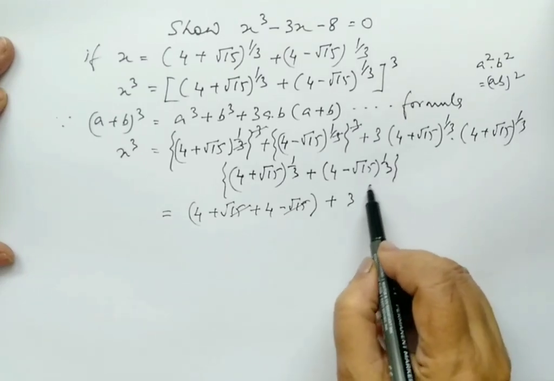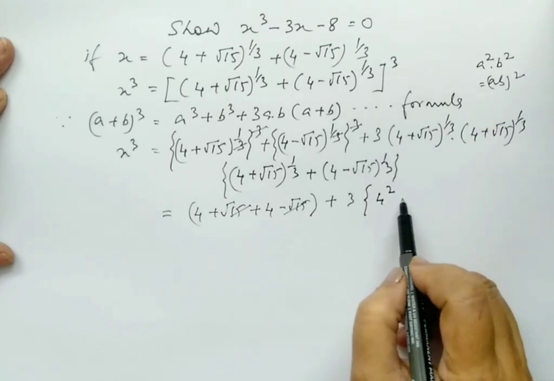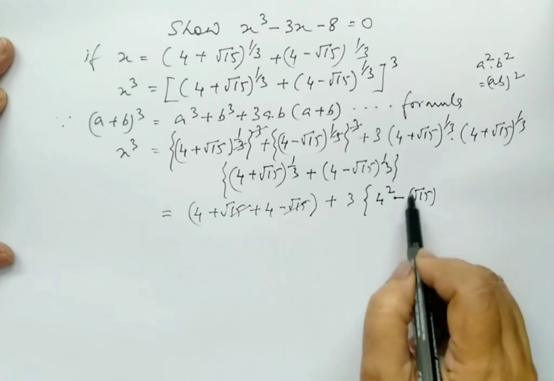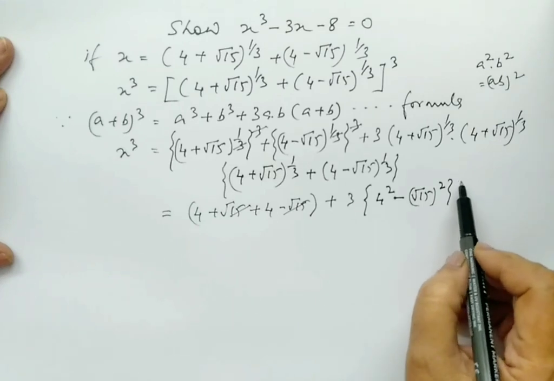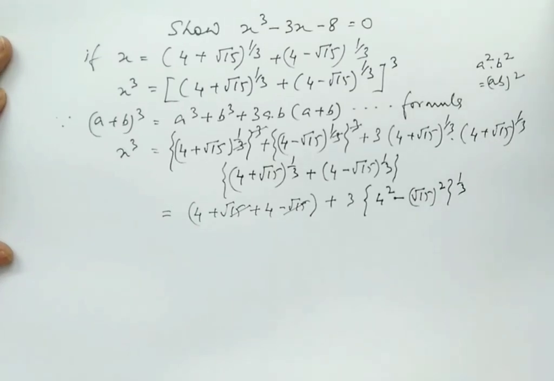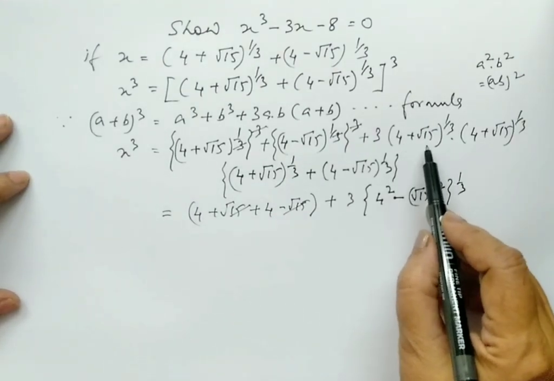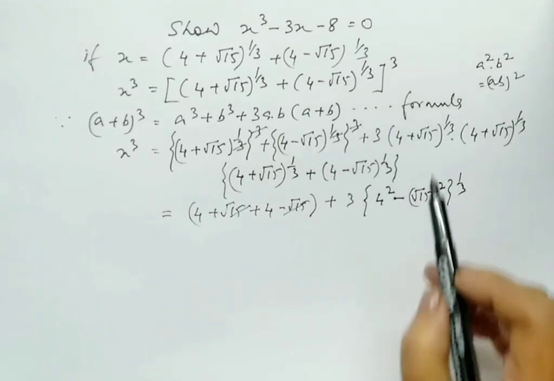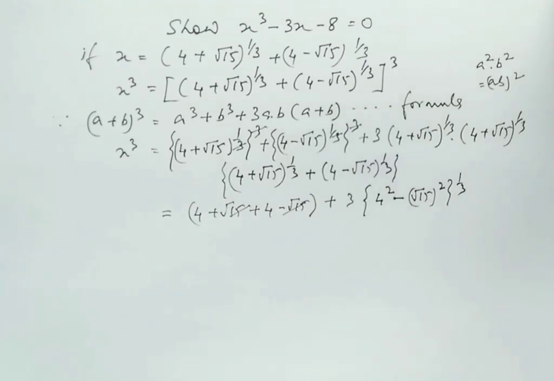So we have, okay, 4 square minus root 15 square, and outside we have a 1/3. Got it? How? Because we gave a plus b and a minus b a common power, and a plus b and a minus b is equal to a square minus b square. Did you understand?